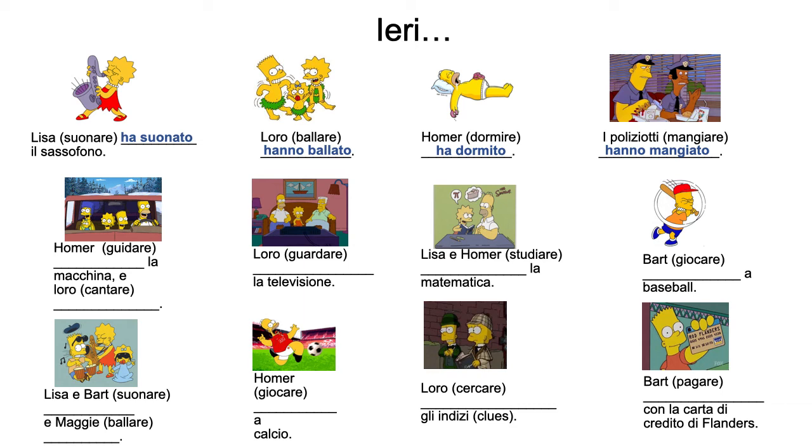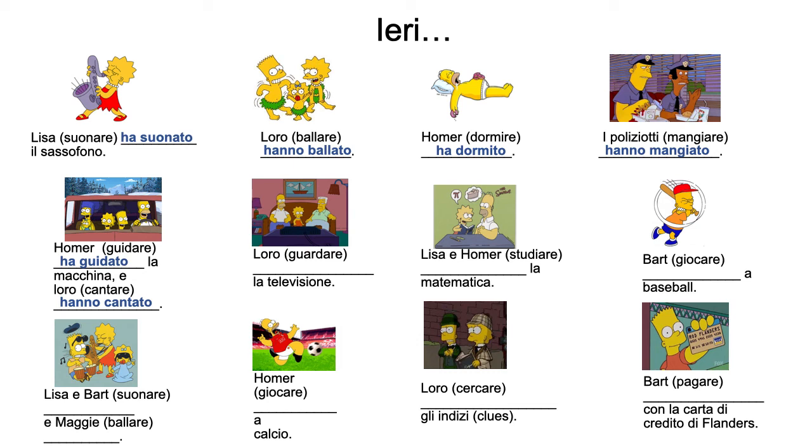Next one, two parts, right? First we have Homer drove the car, right? I need the past of guidare for the subject lui, he is a man. So what is the correct form of avere here? It's ha, right? And what is the past participle? Guidato. So Homer ha guidato la macchina. Homer drove the car. And then in the second part, my subject is loro. It's no longer lui, now it's loro. So I need the form of avere here, hanno, and then the past participle, cantato. Loro hanno cantato.